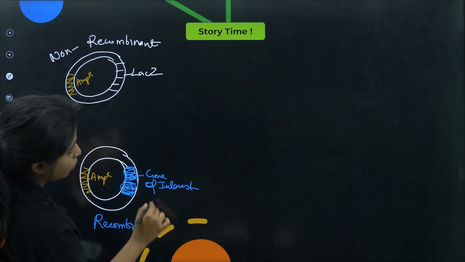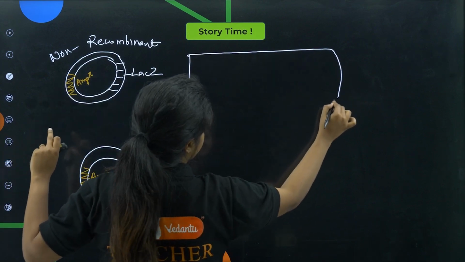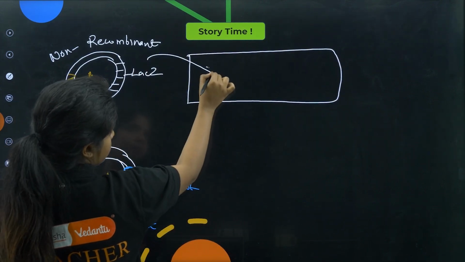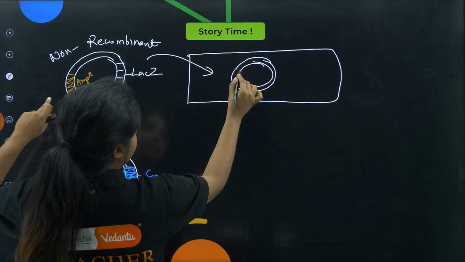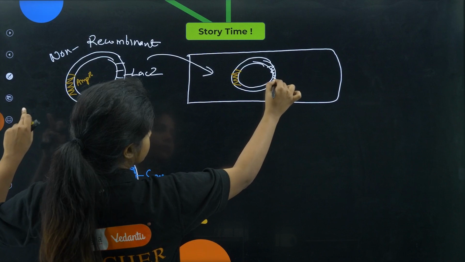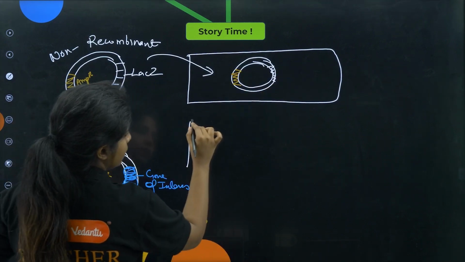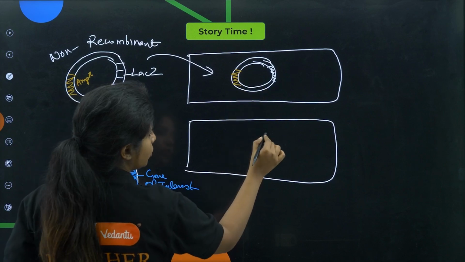So again, when I put it in the host, I have three different scenarios. One scenario will be like this, where I have this guy. I have the ampicillin resistant gene and I also have the LAG-Z gene. Okay, so this is non-recombinant, one thing.